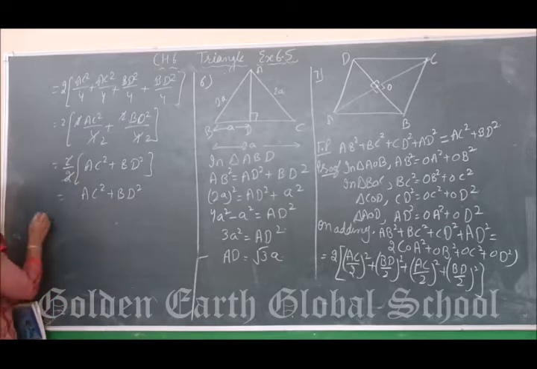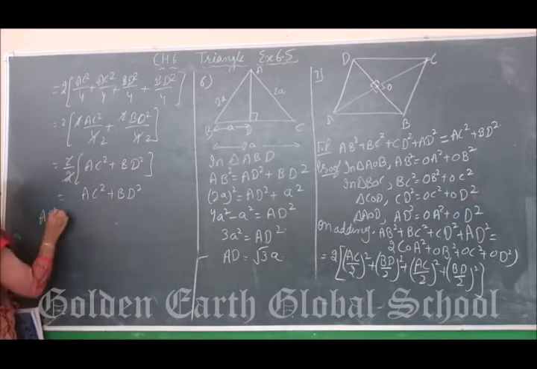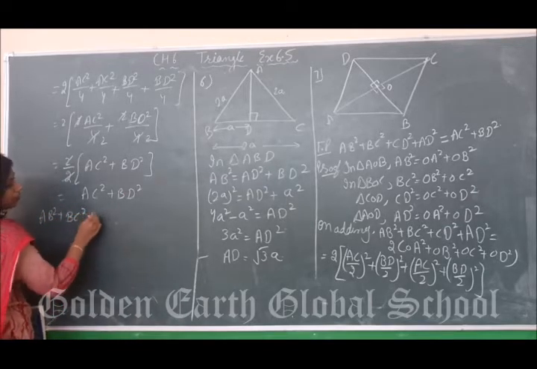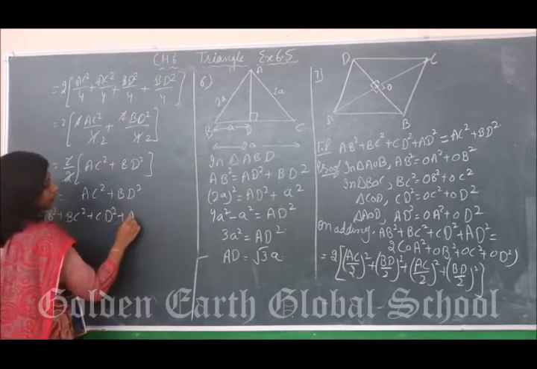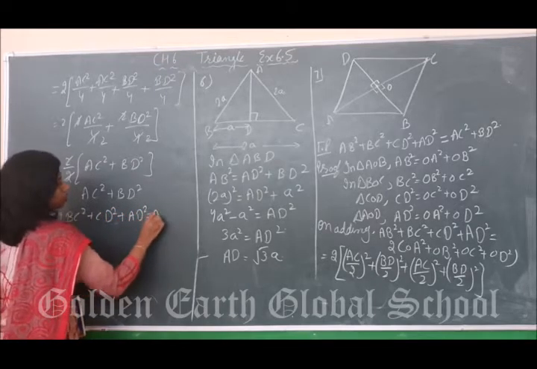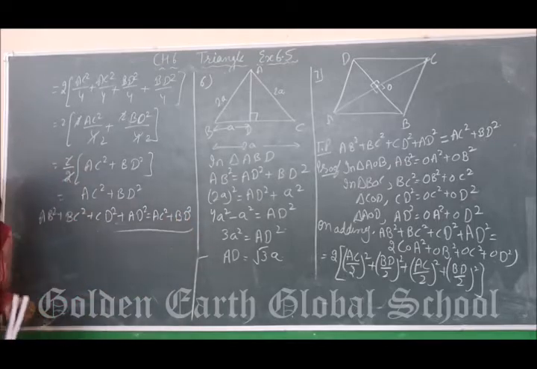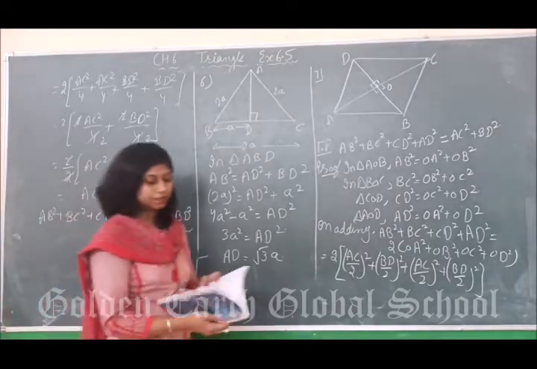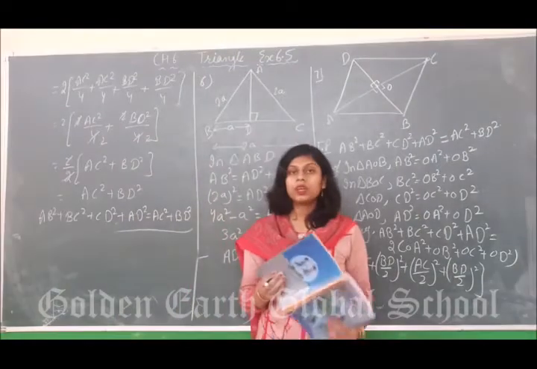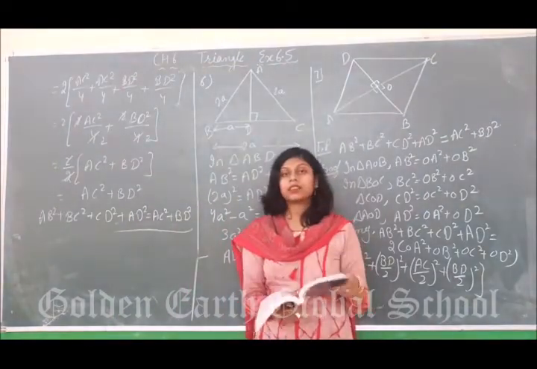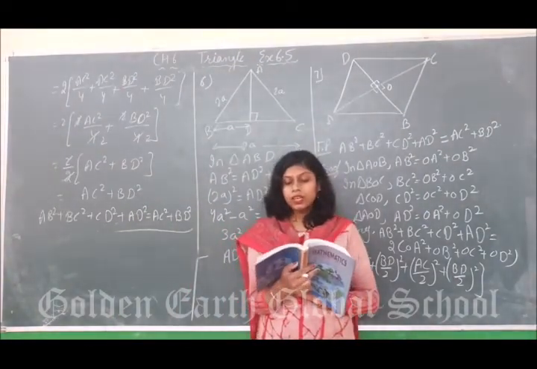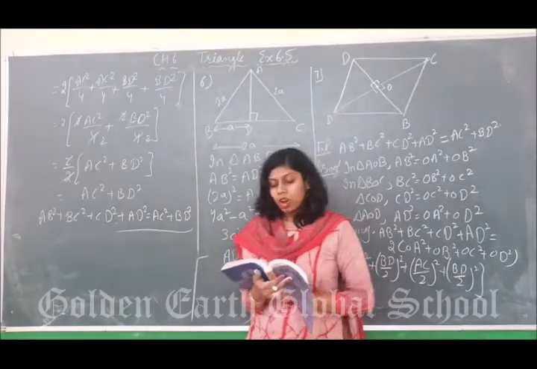At the end we can say AB square plus BC square plus CD square plus AD square is equal to AC square plus BD square. So this is the result. Here this is your question number 7. Next we will start question number 8. Draw the figure.